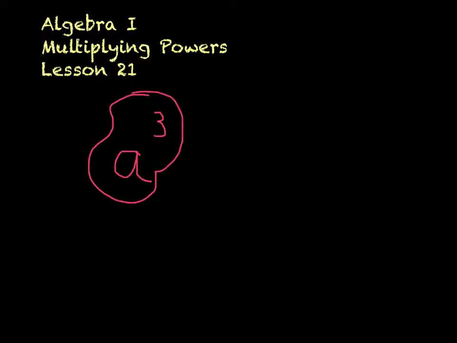What we're talking about in this lesson is when we multiply powers. For example, if I have a cubed times a to the fourth, there are two different ways we could do this, but one way is more of a shortcut than the other. Let's talk a little bit about how we get to this shortcut.